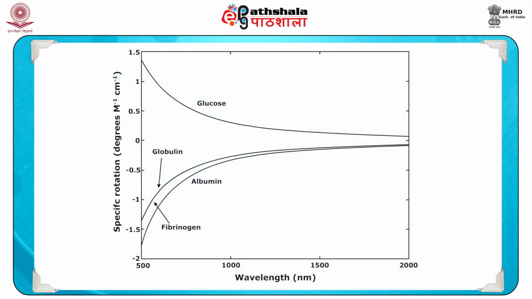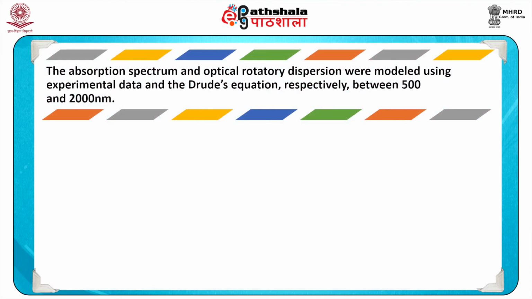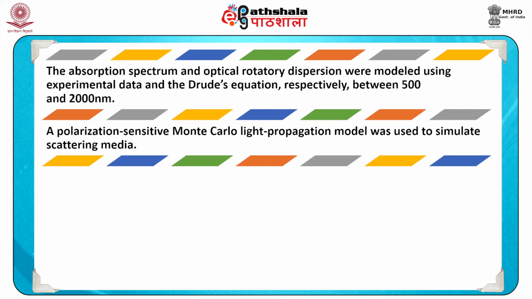An interesting application is using ORD spectra to analyze glucose, albumin, and fibrinogen in cells and biological samples, wherein light scattering also occurs and has been accounted for. The spectra were recorded using the biological sample itself. The absorption spectrum and optical rotatory dispersion were modeled using experimental data and the Drude equation respectively between 500 and 2000 nanometers. A polarization sensitive Monte Carlo light propagation model was used to simulate scattering media.